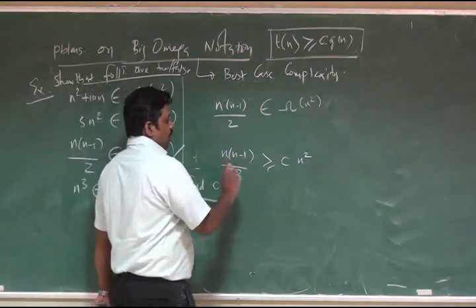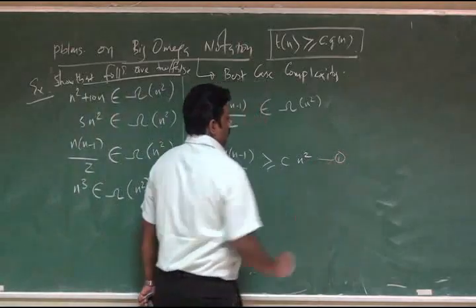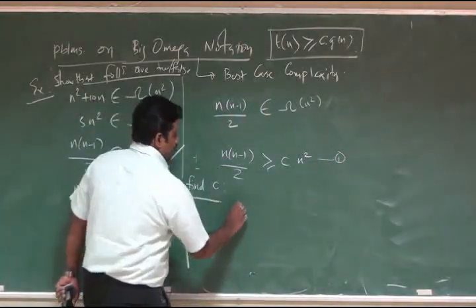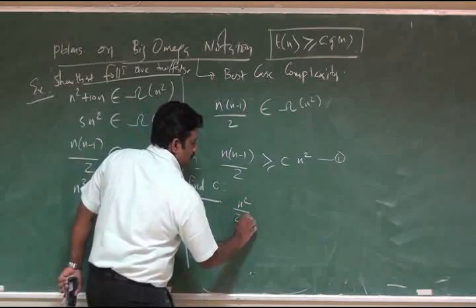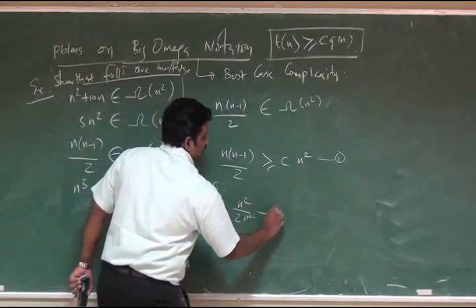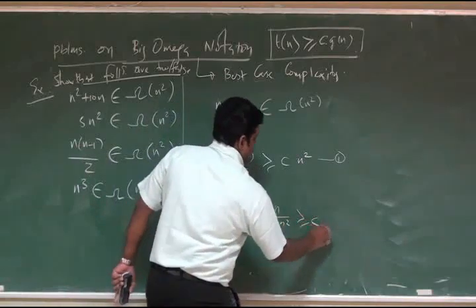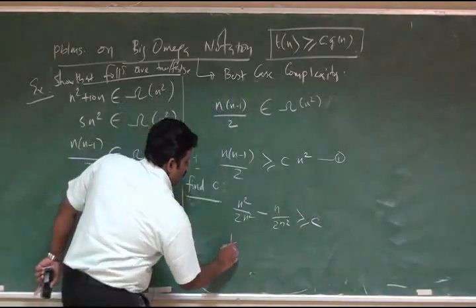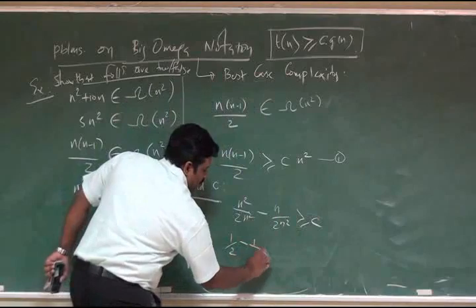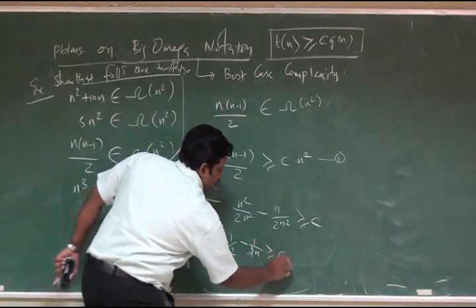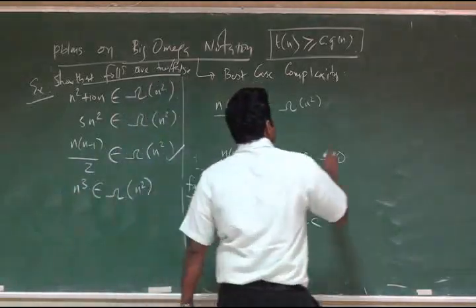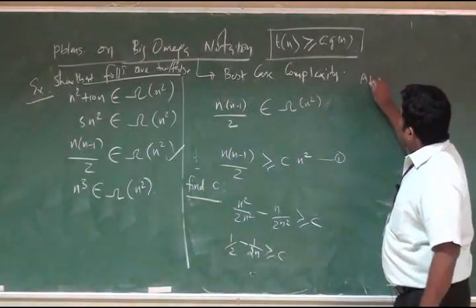So you just convert this into the c equivalent form. So n square by 2n square minus n by 2n square is equal to c. So 1 by 2 minus 1 by 2n is c. Now apply the values for n.